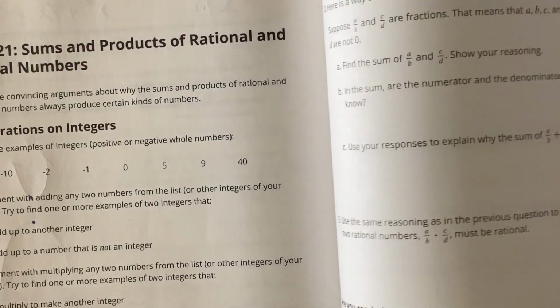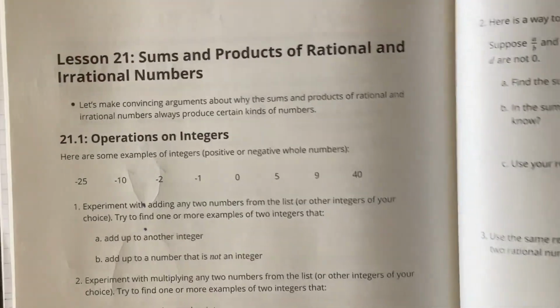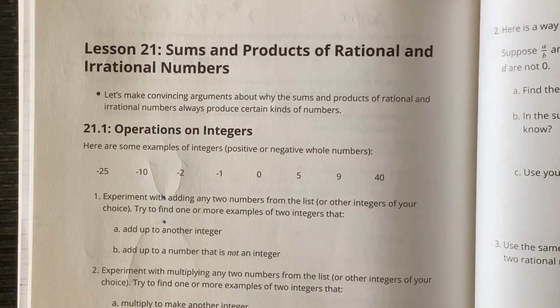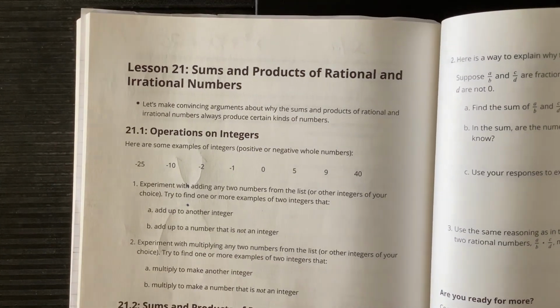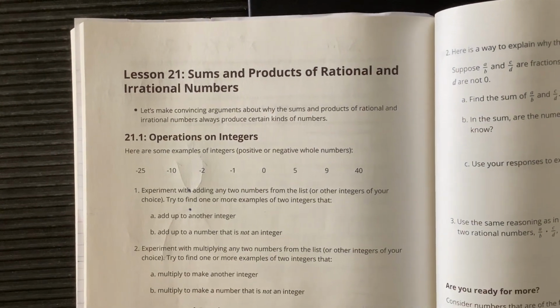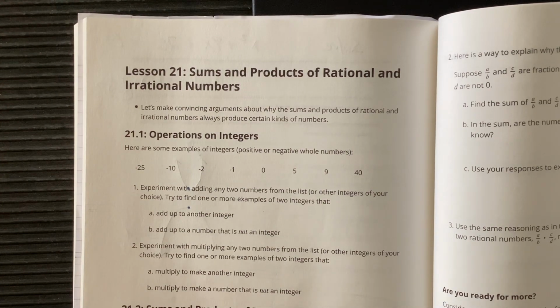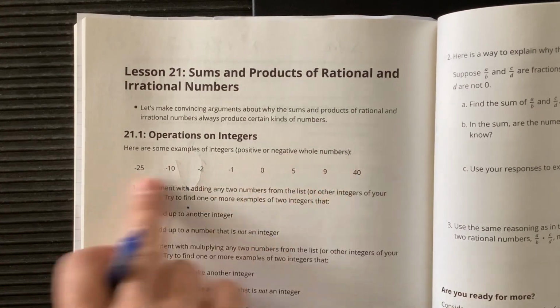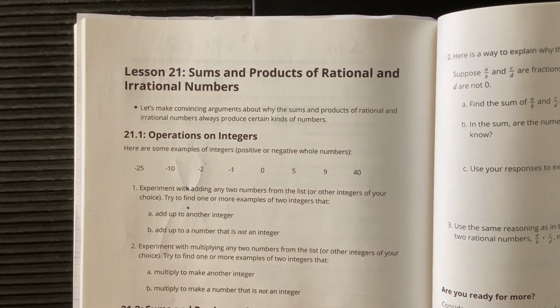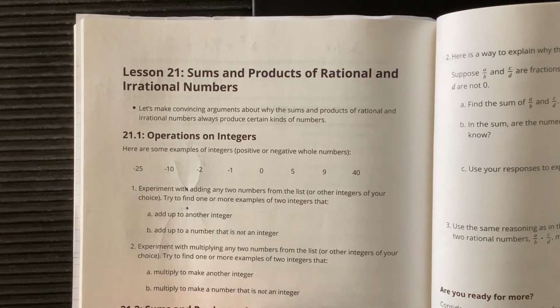All right, as you are finishing up there, we're on page 314, lesson 21. I'm going to still talk about some tendencies of rational, irrational numbers. Can you combine them? Can you not? How do you know? So the first example here, it says here's some integers, positive or negative integers, all listed here. It says experiment with adding any two numbers from the list. So basically, can you add integers?